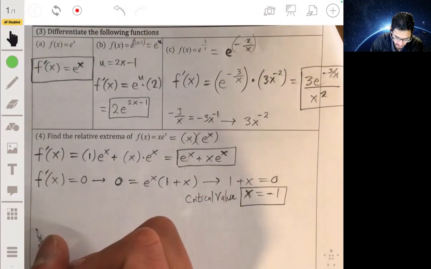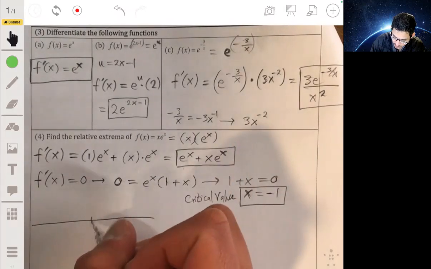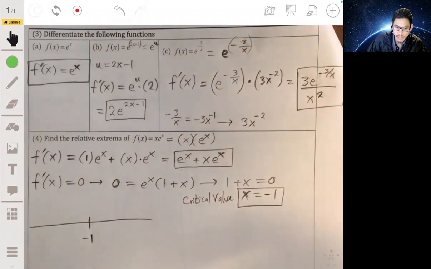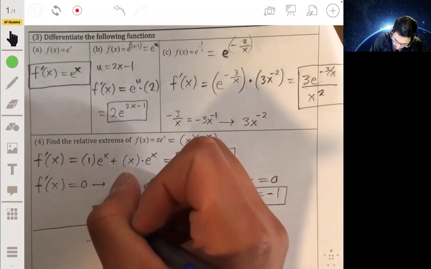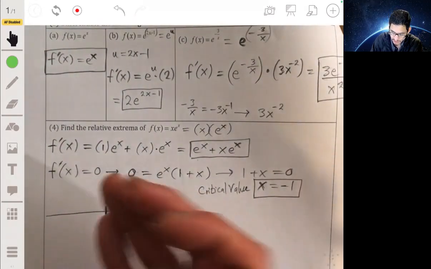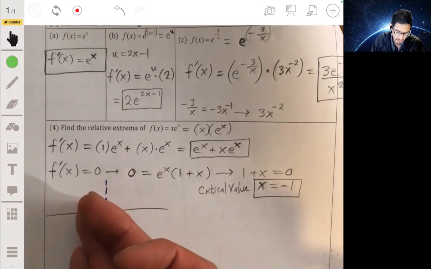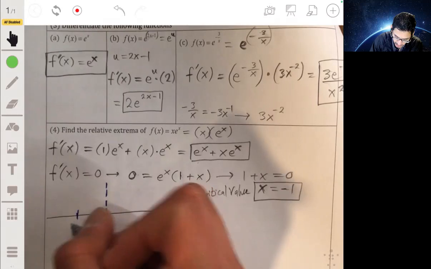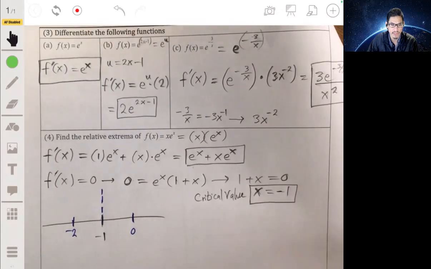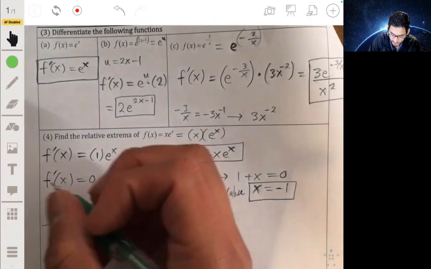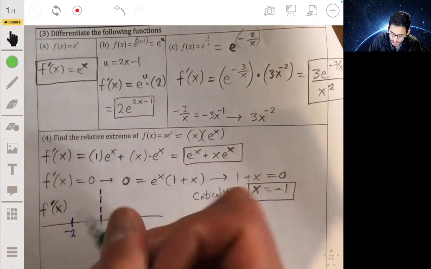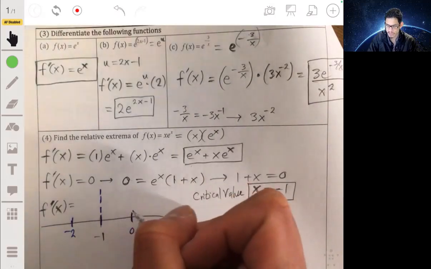So remember, I like drawing a little interval. Want to see what's going on at -1. Let's put this in blue. And then let's see what's going on before -1 and after. So let's put -2 and 0, because you want to see what the sign of the derivative is over here. What is f prime of x going to be at -2, and what is f prime of 0 going to be?